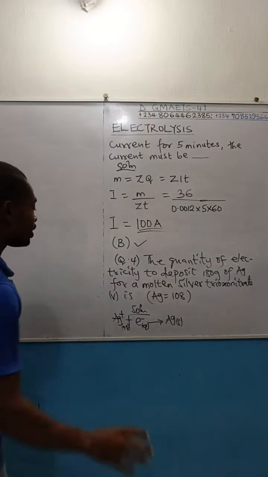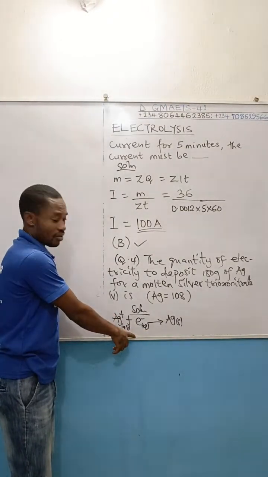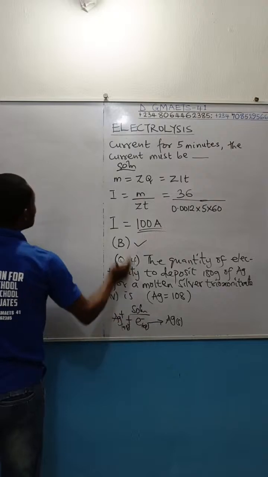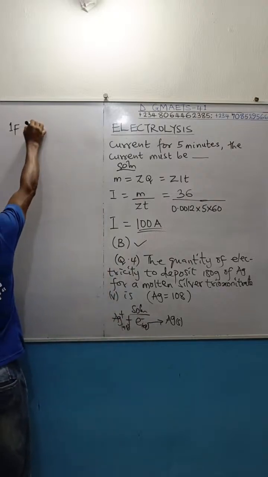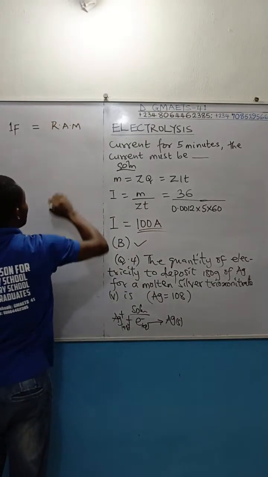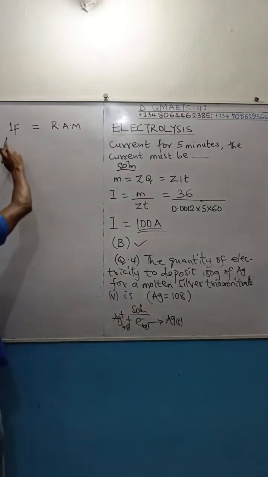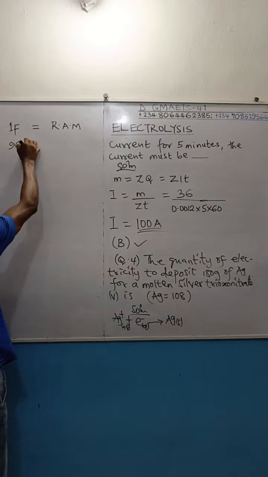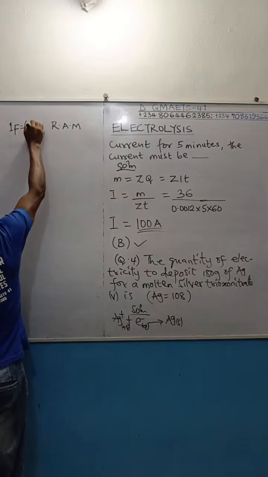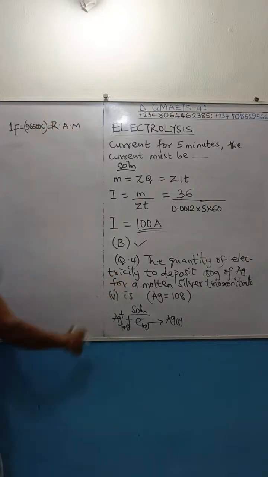Okay, so below this half-cell reaction equation, this is a reaction equation taking place at the cathode of the electrolytic cell. Just below it, what we have found out is that 1 Faraday will produce the relative atomic mass of that guy. 1 Faraday is equal to relative atomic mass of silver in that case. Are you following, right? And 1 Faraday is 96,500 coulomb. 1 Faraday, which is equal to 96,500 coulomb, will produce the relative atomic mass of silver.